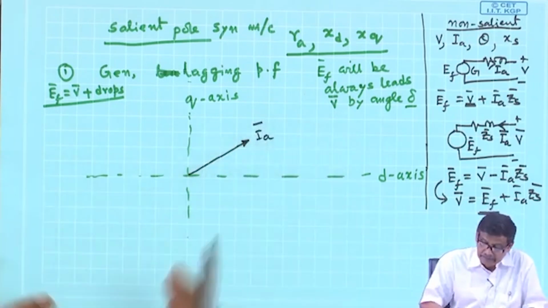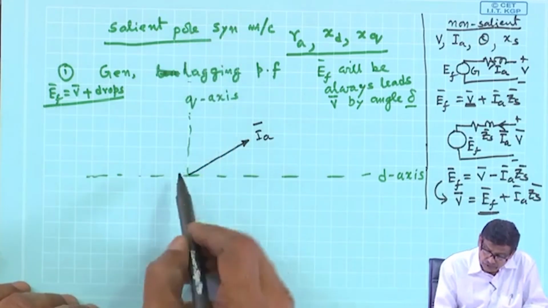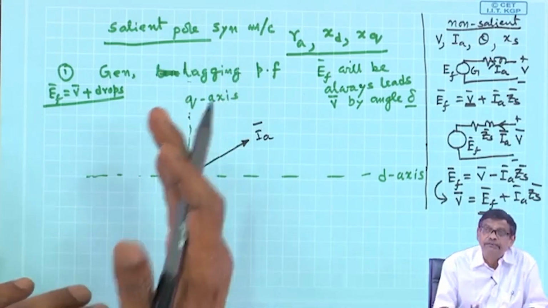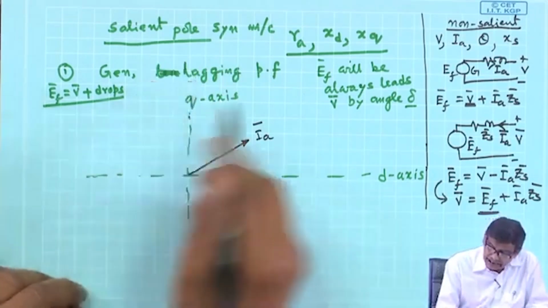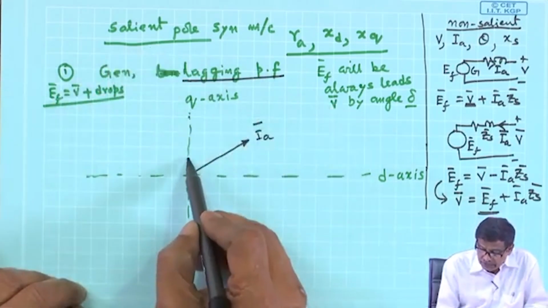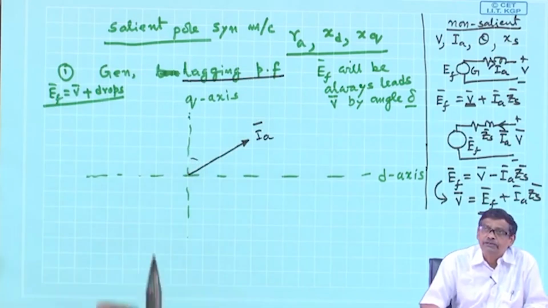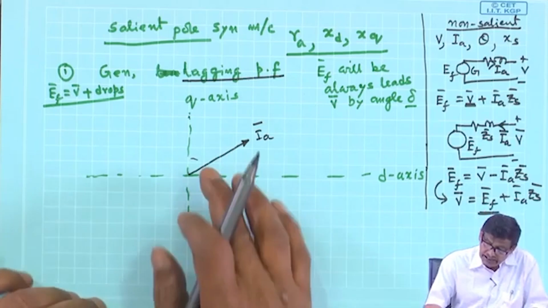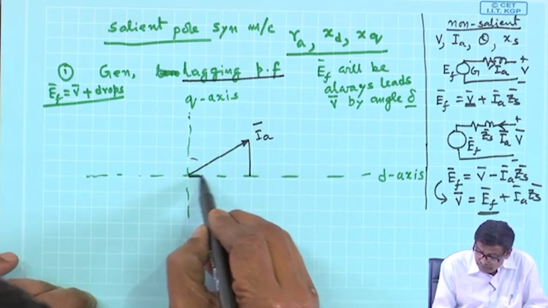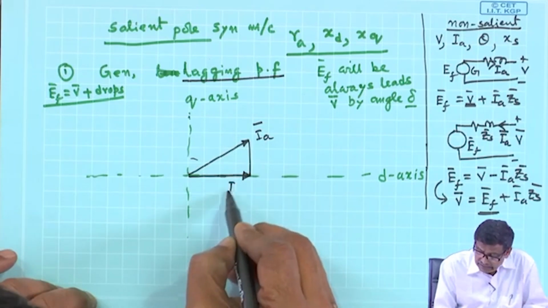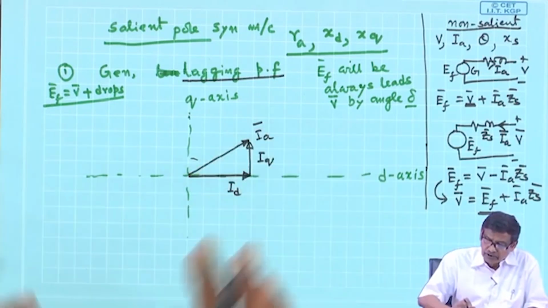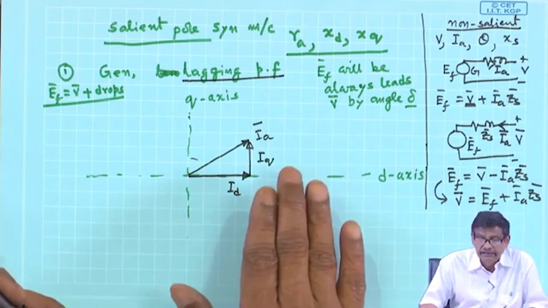This is my IA, lagging. EF also, of course, I do not know right now how much it is, but I know EF lies on the q axis and it is lagging power factor. You want to draw the phasor diagram. So, draw IA lagging, but I will not show this to be theta, this must be psi. Anyway, that I will write later, and once I get this, I can draw ID and IQ, which will be like this. So, forget about IA now, leave with ID and IQ.